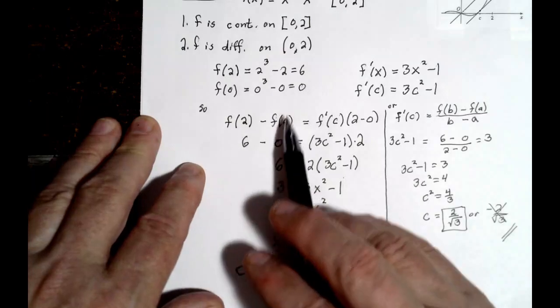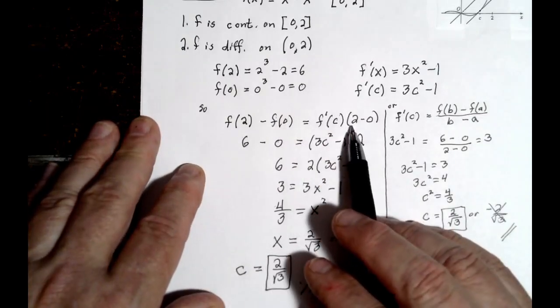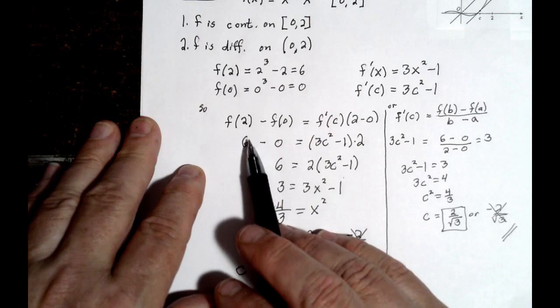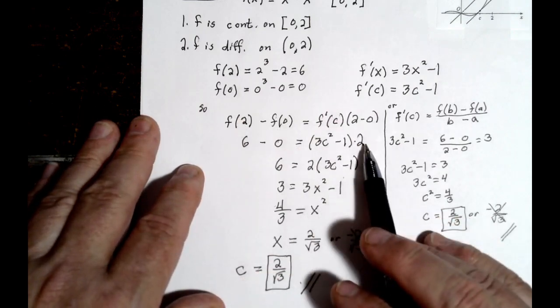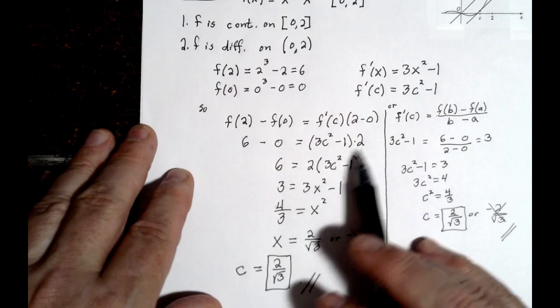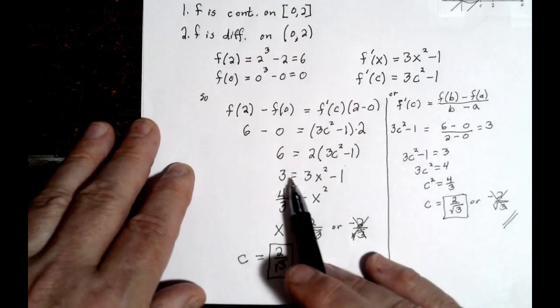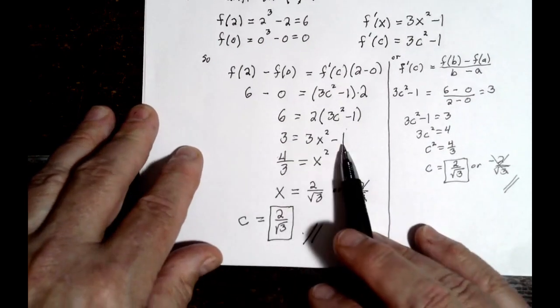Alright, so now you plug in everything that you know. You plug in f of 2, f of 0, f prime of c, and b minus a. And here you get 6, 0, you get 3c squared minus 1, and there you get 2. And that gives you 6 over 2. You can divide by 2 and you get 3 equals this.